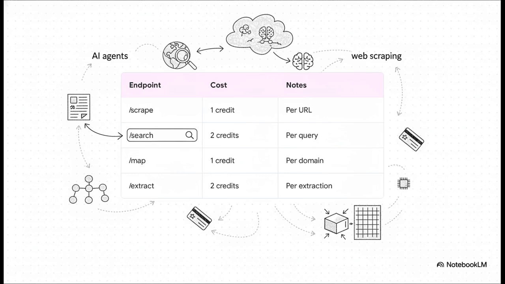So the crucial point is how they handle the billing for all of this, which is a highly predictable pay-per-call credit model. A scrape costs exactly 1 credit per URL. A search costs 2 credits. Mapping an entire domain, just 1 credit. And extracting structured data costs 2 credits.